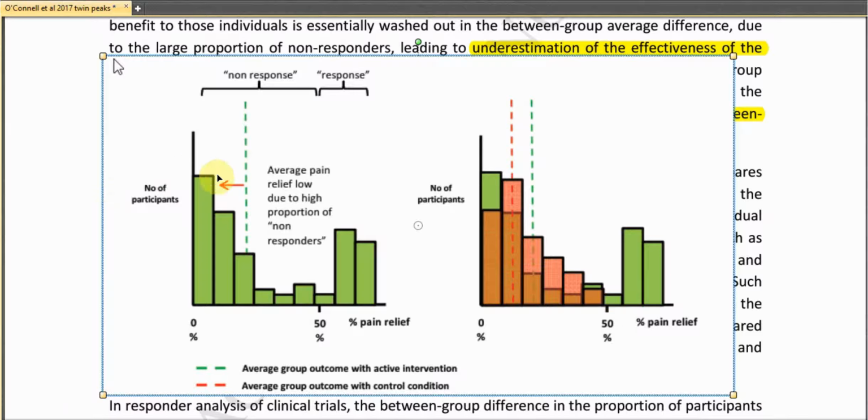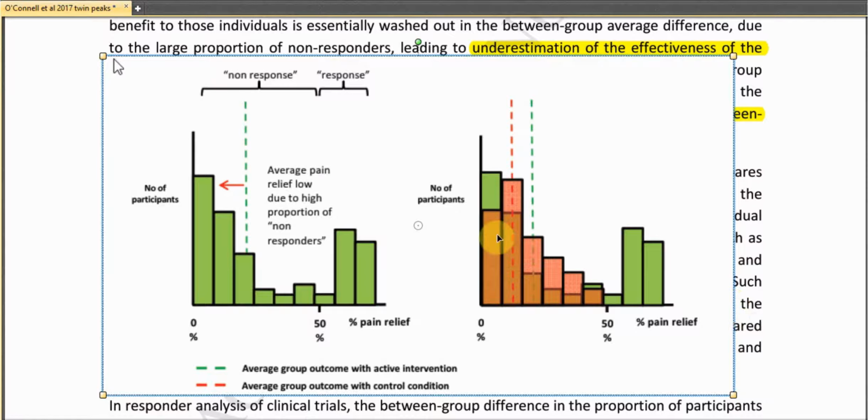Here's the people who don't really get better at all. Nothing happens to them. But here's the responders. They get great pain relief, look, over 50%. So this would be really important to know if this is going on. But in the graph on the right, we can see what happens when you do what we do in an RCT, which is take the mean and compare it against a control group.